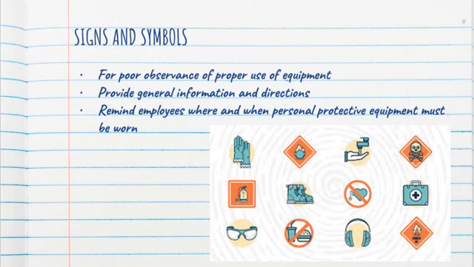So a single failure of equipment will result in decreased productivity, and even worse, may cause harm to a worker himself. And also, it provides general information and directions. In a workplace, signages provide information on the different tools and equipment's location as well as emergency exits. And it also reminds employees where and when personal protective equipment must be worn. So workers sometimes forget to wear PPEs, though it is part of their daily routine. So they are being reminded through the signs and symbols.